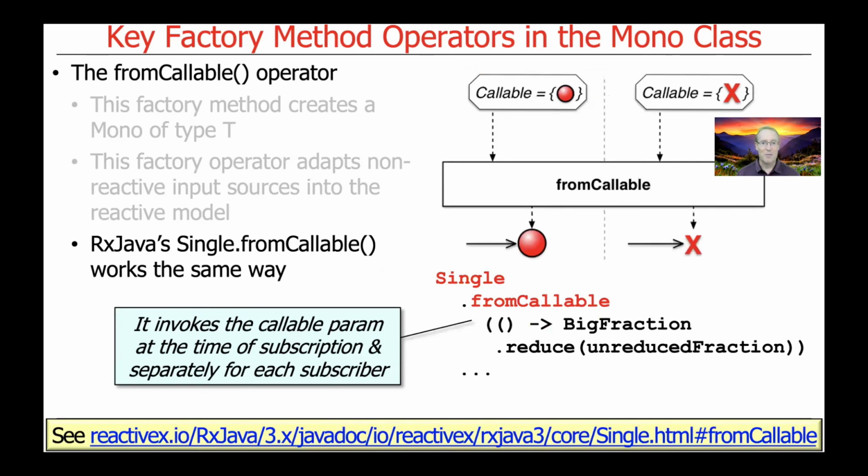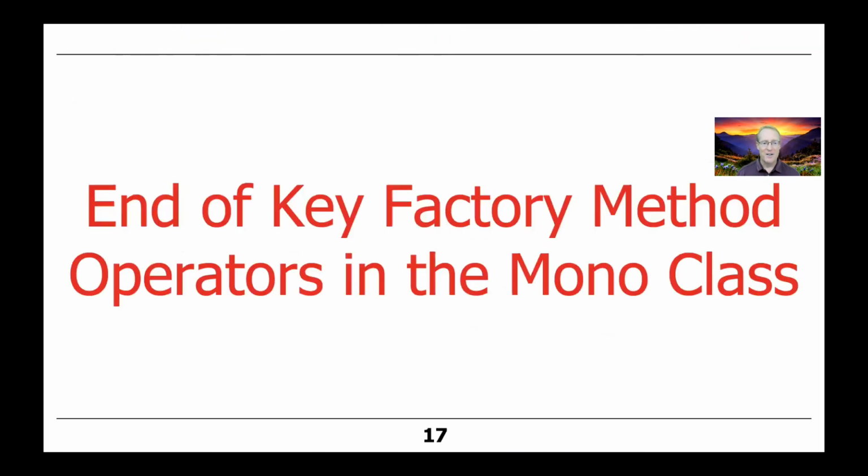There's also a fromCallable method in RxJava. And so Single.fromCallable works in exactly the same way as Project Reactor's Mono.fromCallable method. They're both lazy. So that's the end of our overview of some of the factory methods in the Mono class. We'll come back later and see that there are other methods we'll talk about as well, but this is a good place to start.